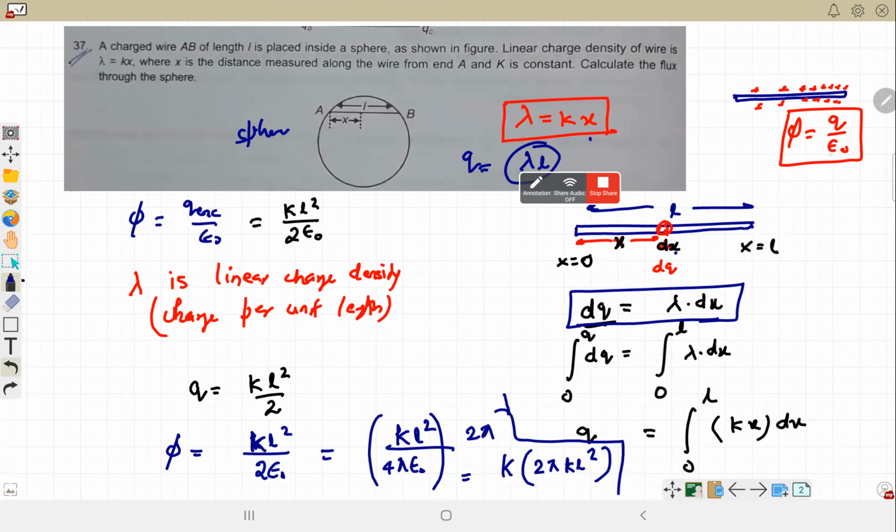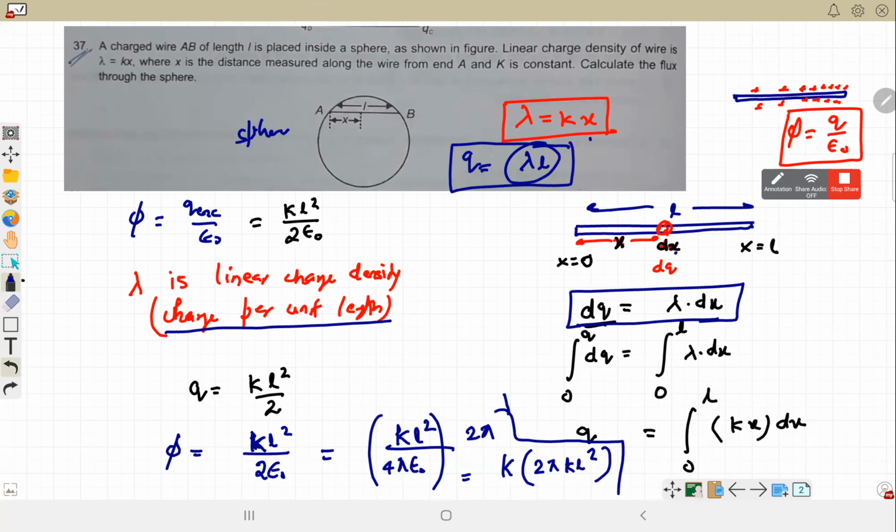ये Q by epsilon naught में Q निकालना है हमें. Q निकालने के लिए अगर ये यूनिफॉर्म डेंसिटी होती, लीनियर चार्ज डेंसिटी इज चार्ज ऑन अ यूनिट लेंथ ऑफ वायर. Length L है. If it would have been constant, then we could directly multiply Q is equal to lambda times L. But since the density is not constant, density is changing with x, we cannot do by direct multiplication. We have to do the integration.